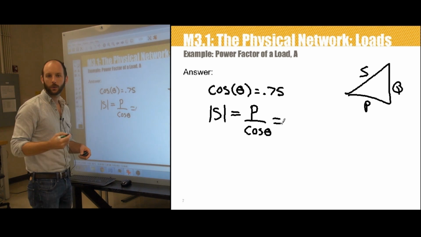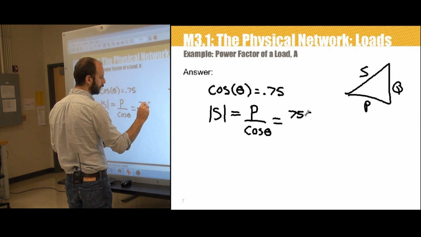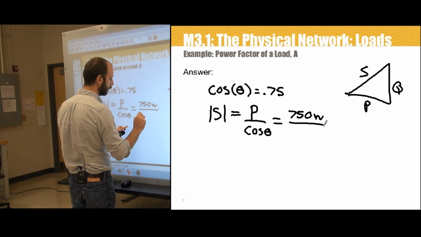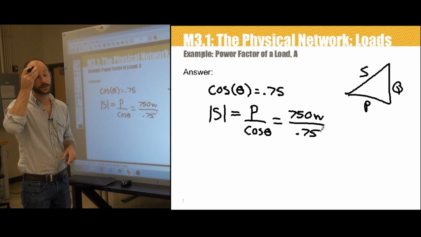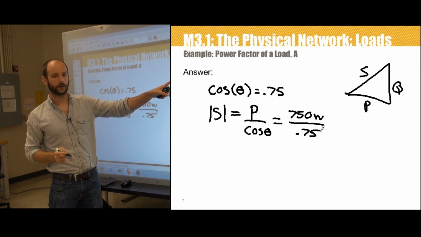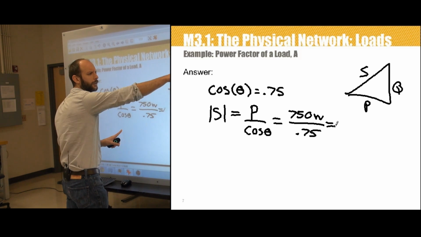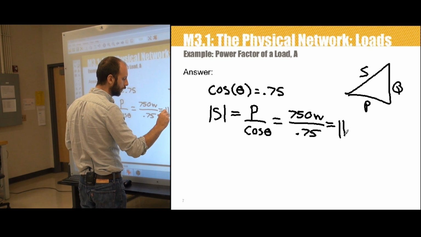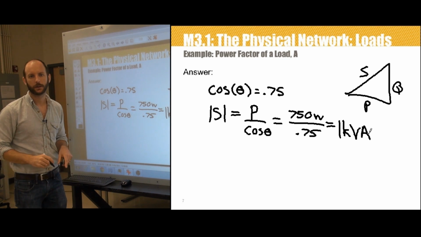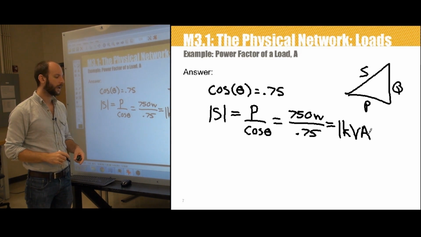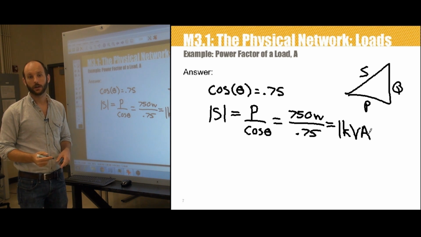We were told that the real power was 750 watts, and here we've got the power factor of 0.75. And so that gives us a magnitude of apparent power. The magnitude of this vector is 1 kVA. What we can do next is use that to determine the RMS current and the RMS voltage.